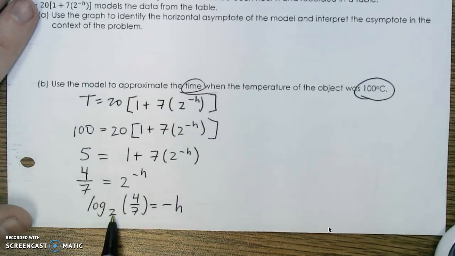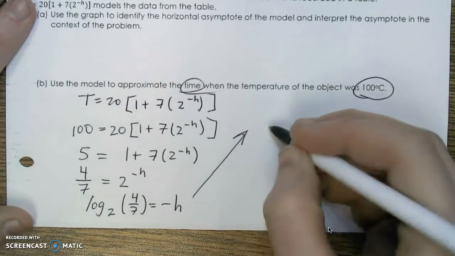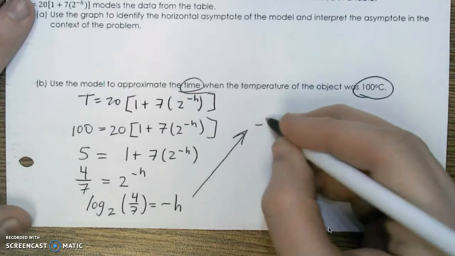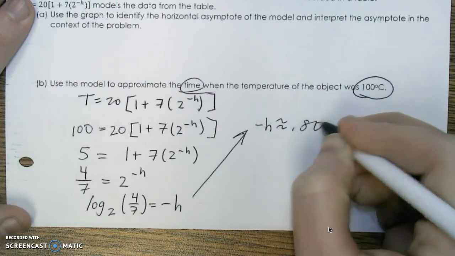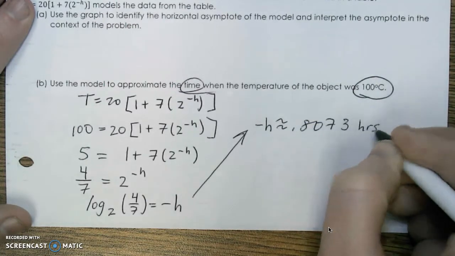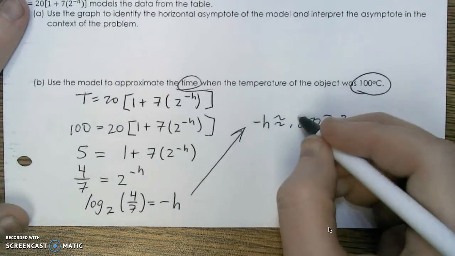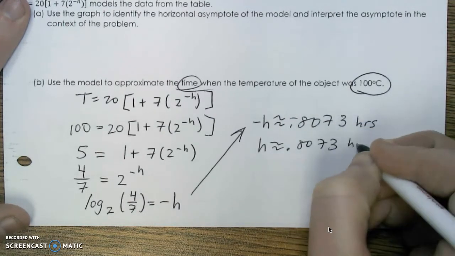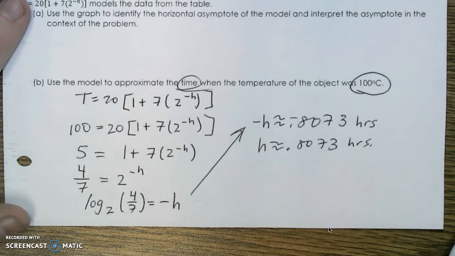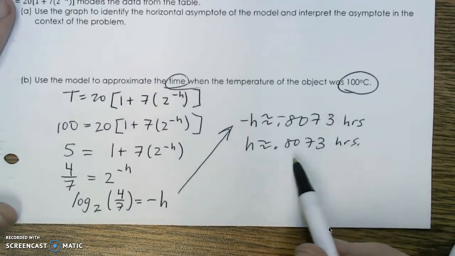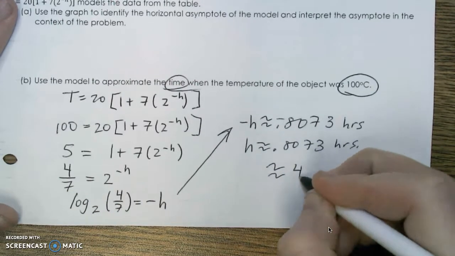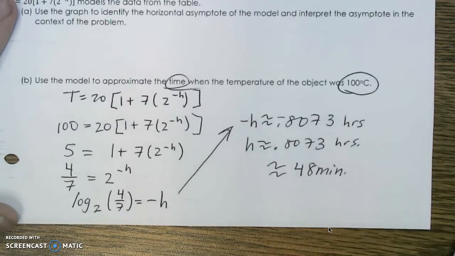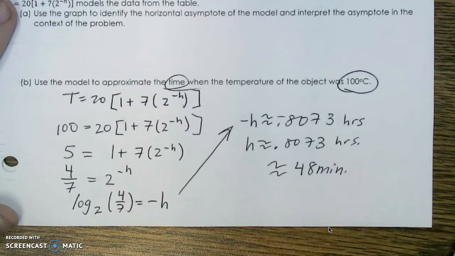If you type in log base 2 of 4/7, you have to use the change of base formula. So you'll have to do log of 4/7 divided by log 2. And you get approximately 0.8073 hours. Well, negative, and then you move the negative over. And that's in hours. If we want to figure out minutes, we could just multiply that by 60. So that is approximately 48 minutes that it would take to get to 100 if we're taking it out at 160 degrees Celsius.